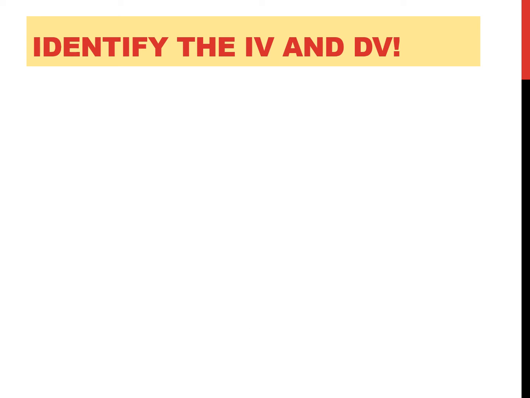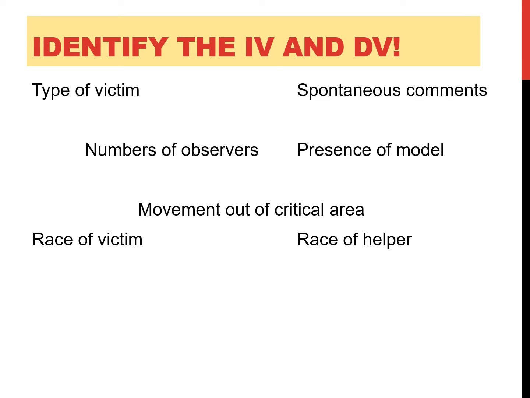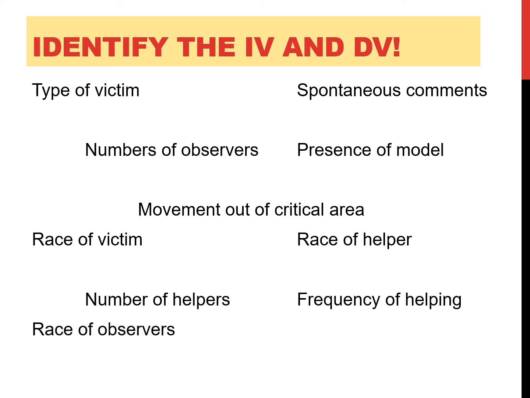Okay, so based on my explanation just now, can you please identify the IVs and DVs that I listed here? Just indicate which one is the IV and which one is the DV. So I explained already what are the factors that they wanted to investigate and what they manipulated. So just identify which one is the IV and which one is the DV, okay?